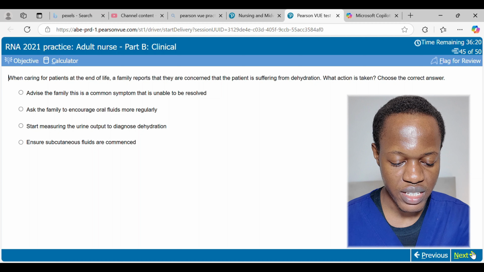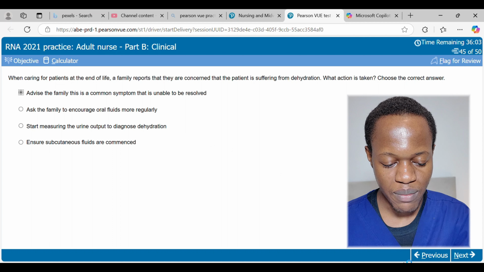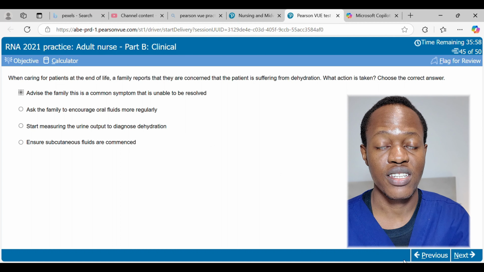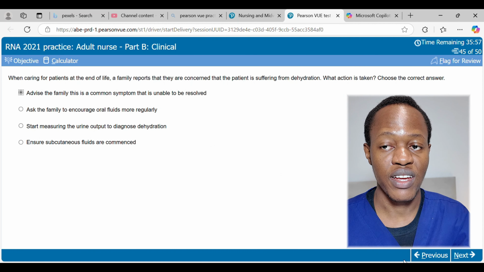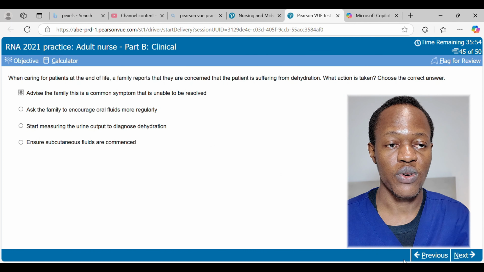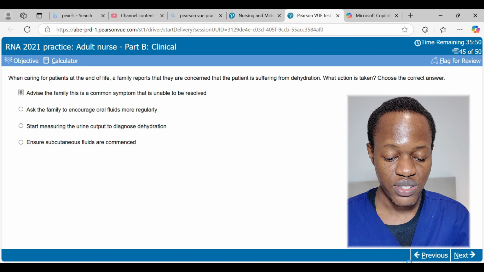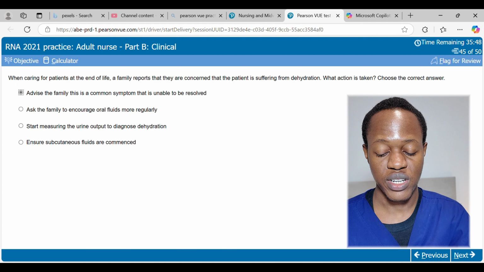Advise the family that this is a common symptom that is unable to be resolved. Ask the family to encourage oral fluids more. No. Start measuring the urine output to diagnose that? No. Ensure? No. So the only thing is that we can advise the family that that is a symptom. But I'm not sure of what stage of end of life this is, because when somebody is at the final stage of end of life, they tend not to drink anymore, and they can't eat anymore, so you can't really push down fluid. So that is why I'm selecting that option which I've selected.